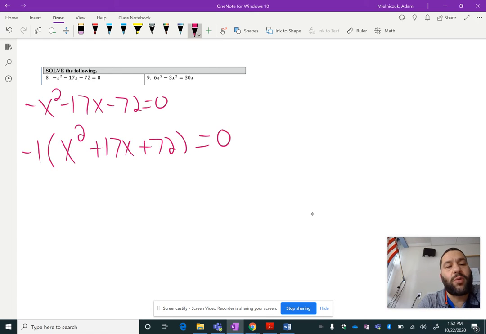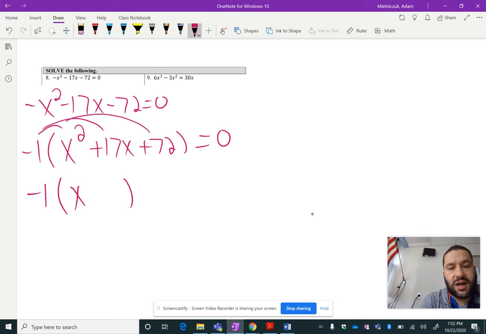Okay, think about it backwards. If I distributed this back in, what would happen? It would change the signs back to negative, right? Okay, so now from here, it's negative 1, and then I have to set it up into two sets of parentheses. I have to multiply to 72, add to 17.